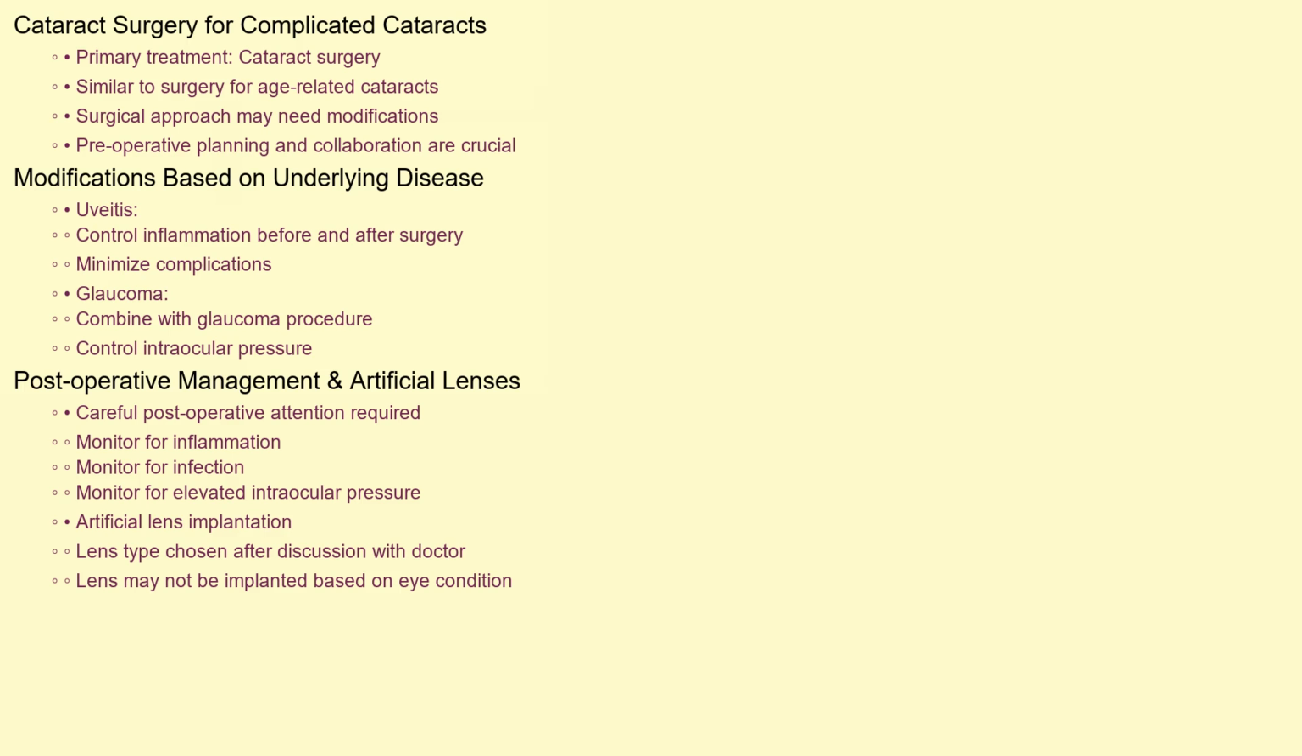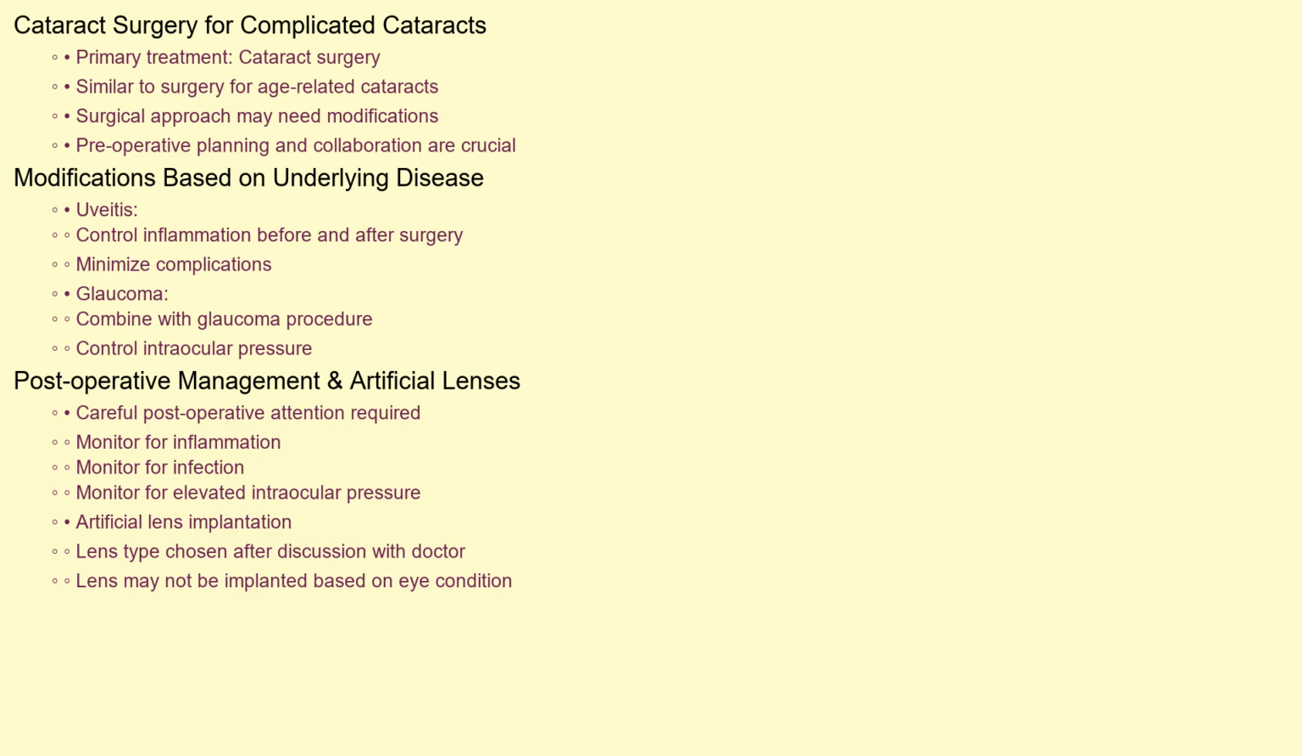The primary treatment for a complicated cataract is cataract surgery, similar to surgery for age-related cataracts. However, the surgical approach may need to be modified based on the underlying eye disease. For example, patients with uveitis need to have their inflammation well controlled before and after surgery to minimize the risk of complications. In cases of glaucoma, the surgeon may consider combining cataract surgery with a glaucoma procedure to control intraocular pressure. Careful pre-operative planning and collaboration between ophthalmologists specializing in different areas of eye care are crucial for optimal outcomes.